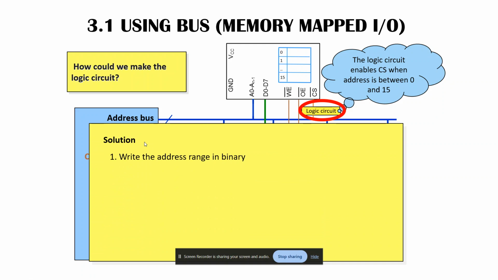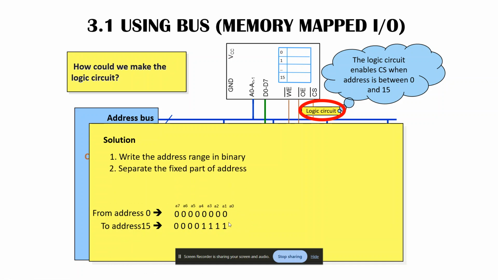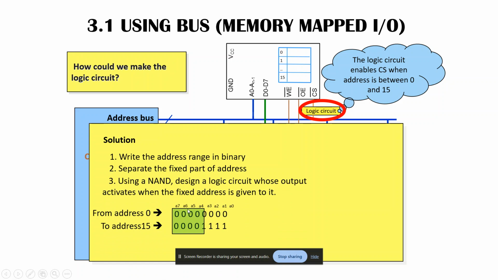So how to make this logic? Write the address range in binary, meaning write the whole range in binary. For example, we are starting from 0 to 15. This is 0 in binary and 15 in binary. Then name them. Then separate the fixed part of the address, which is this one. You can see, where's my cursor? Yes, this one. So now design your logic whose output activates when the fixed address is given to it.